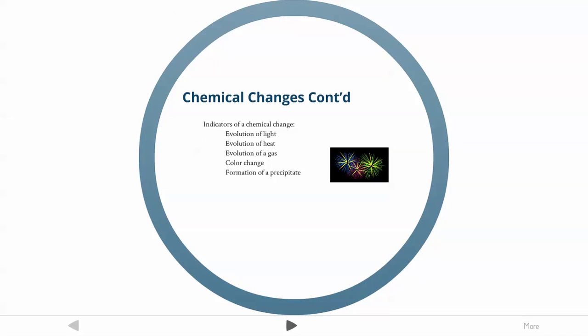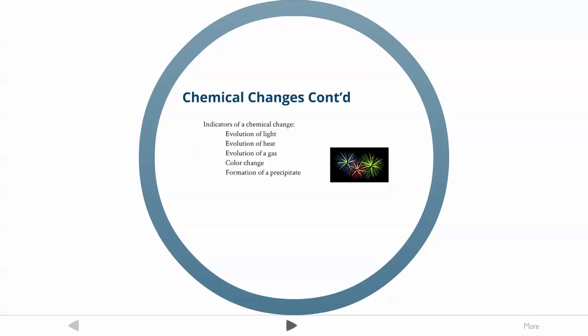Chemical changes. On the sheet I gave you on Friday, I told you the 4 indicators of chemical change. Wake County's information gives you 5. They include evolution of light. I would put light in there with color change, but either way. Evolution of heat or a temperature change. If you get a gas, like when baking soda and vinegar, you get those bubbles. Color change you saw on Friday.